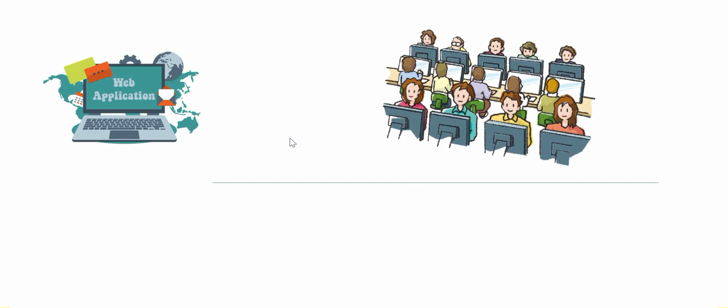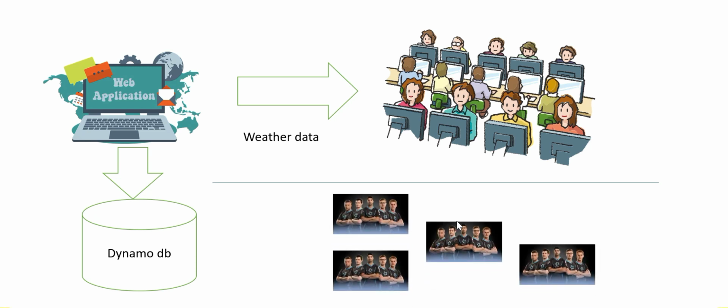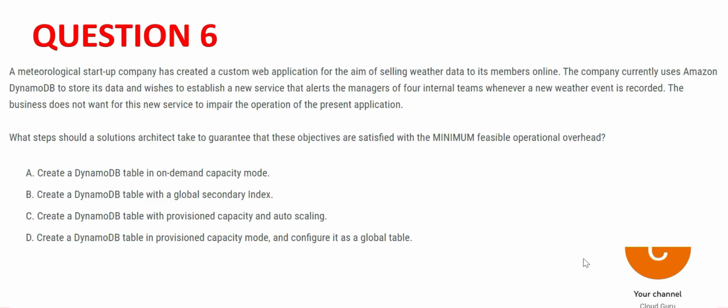See, there is a company which has a web application and it has a lot of subscribers, and it sends weather data to these subscribers. And where is this web application keeping its data? It's keeping it in DynamoDB. Now what you want to do is add some more features. You have 4 teams, so you want to send these team managers alert services if there is weather data getting recorded. I hope you understood the question.